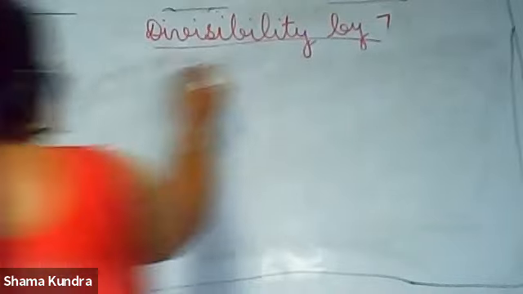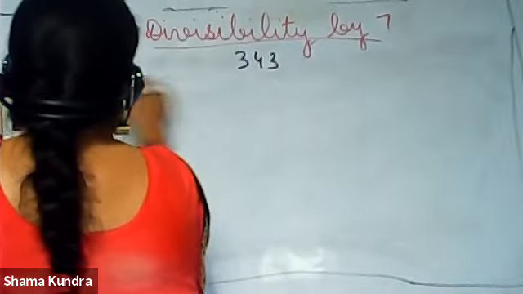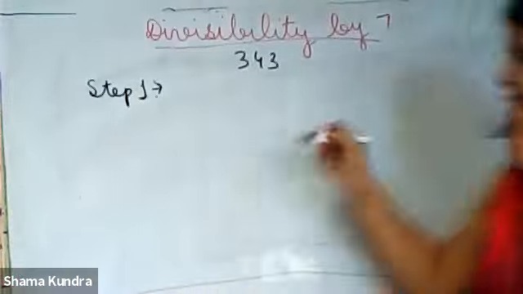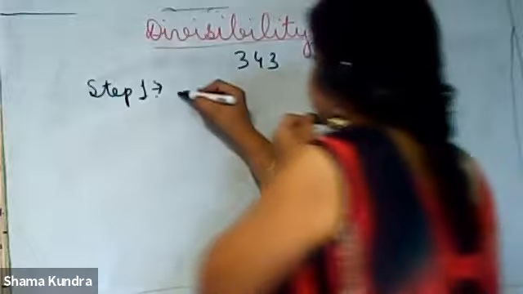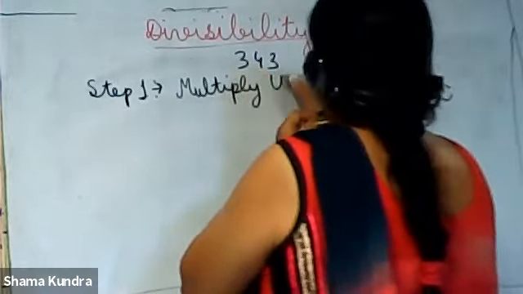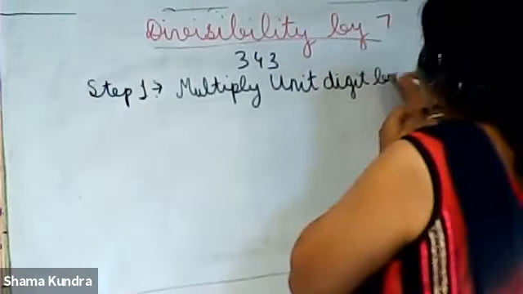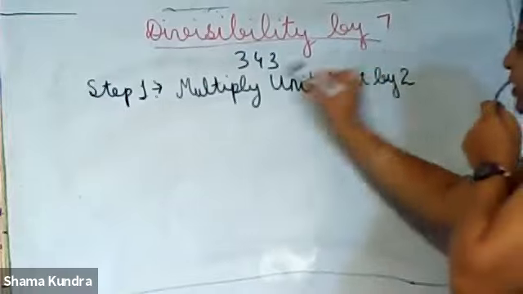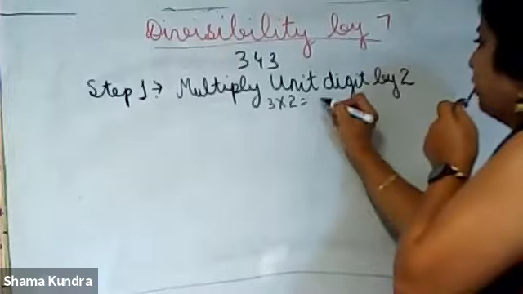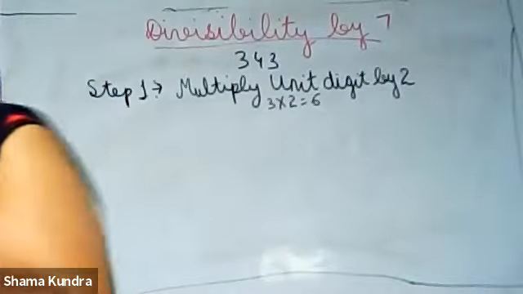Suppose I have a number 343. For this, step 1 is: whatever number is given to you, simply multiply the unit digit by 2. Here the unit digit is 3. So multiply 3 with 2. What you will get? 6. This is step 1. Simply multiply the unit digit with 2.